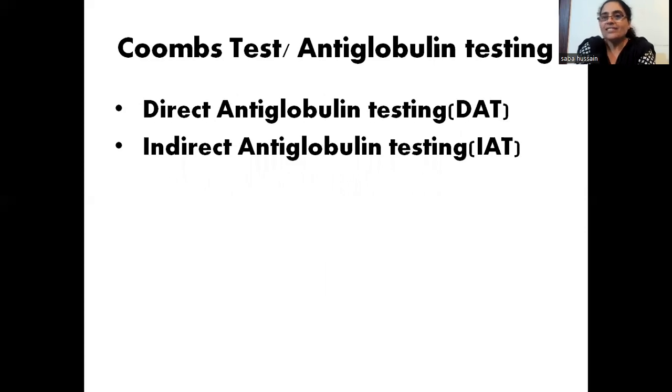This Coombs test is also called the antiglobulin test, because in this we are using human antiglobulin, like antiglobulin against human antibodies. So this is called antiglobulin testing also. The Coombs test can be studied in two types, that is direct antiglobulin testing or indirect antiglobulin testing.